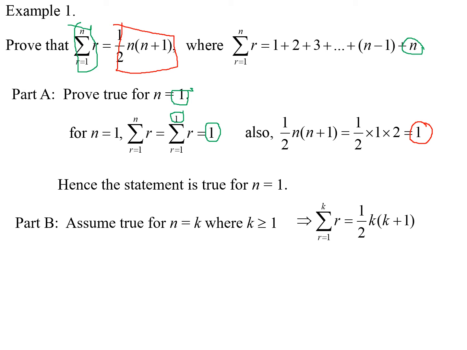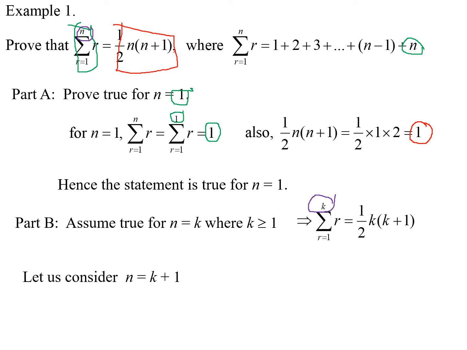Look here, your n is substituted with k. N here has become k. So the sum of r from 1 to k equals half times k times k plus 1, since we are substituting n as k. This is just an assumption, so you leave it like that and assume it's always true for n equals to k. And this is useful in part C of the solution.